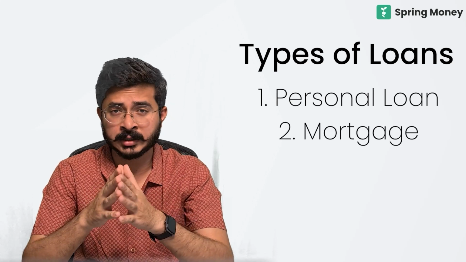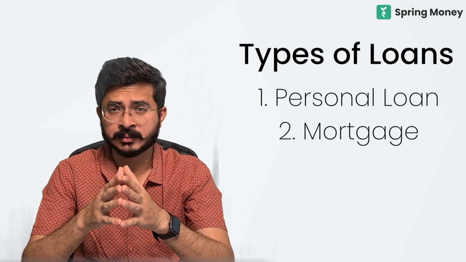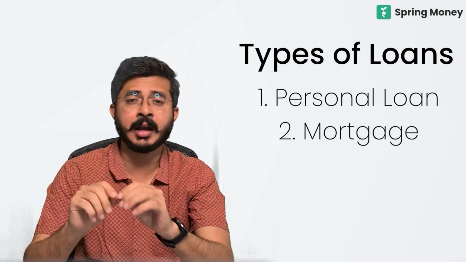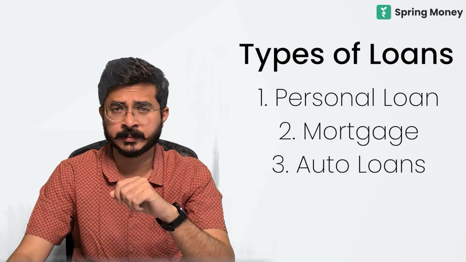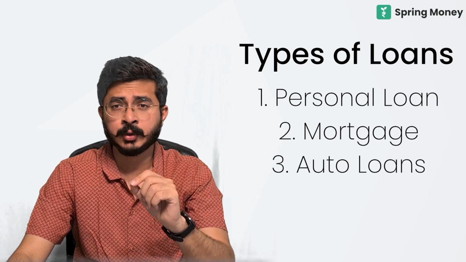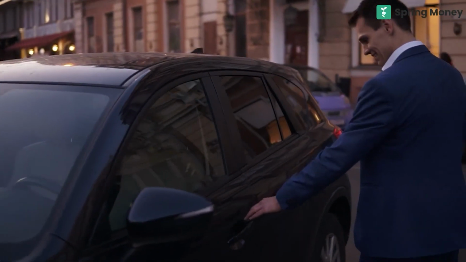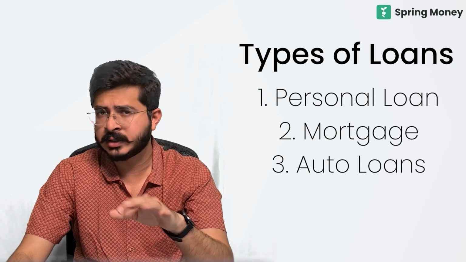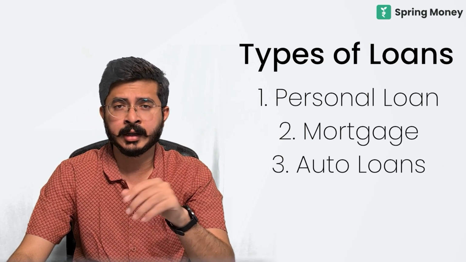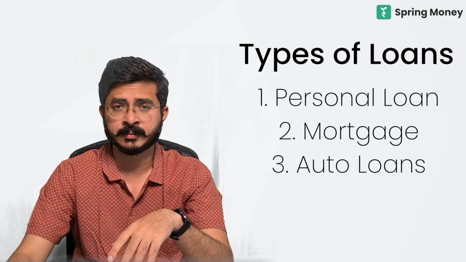Number 2, mortgages. As explained earlier, these are a specific kind of loans for buying property. Number 3, auto loans. These loans are used to purchase a car, a truck, or any kind of vehicle. They can be secured or unsecured depending on the lender and the borrower's creditworthiness.